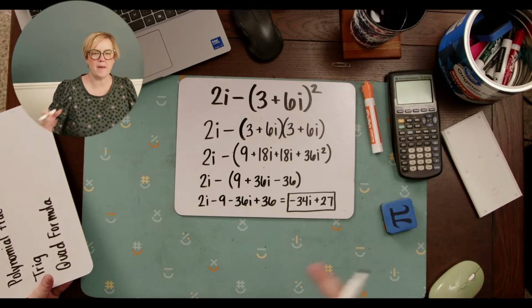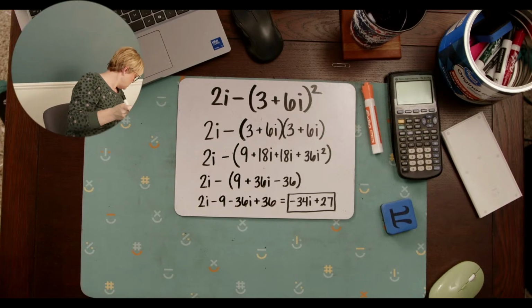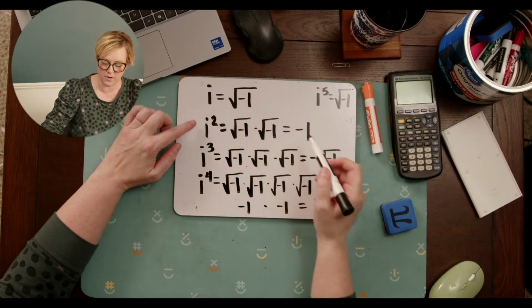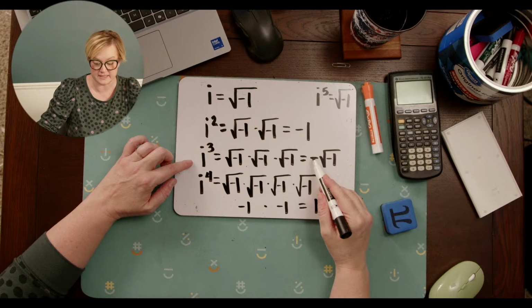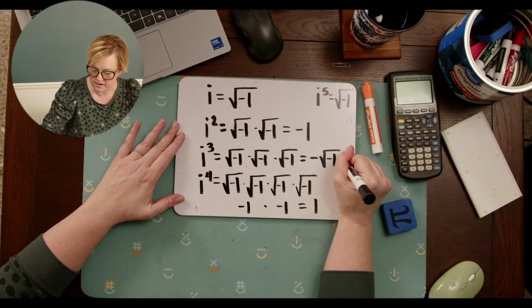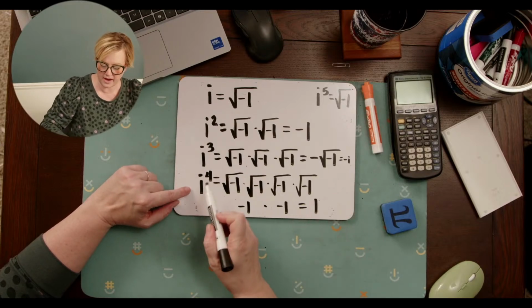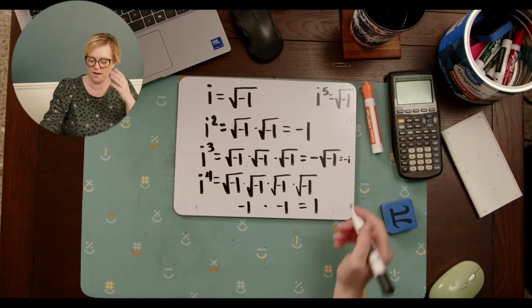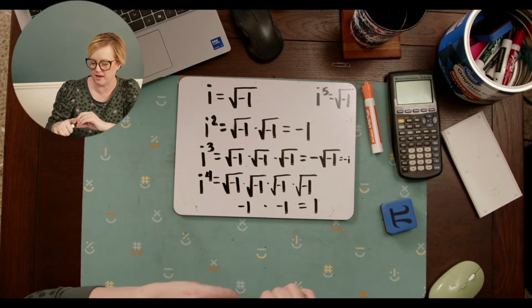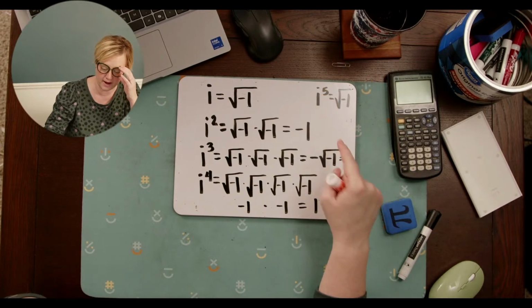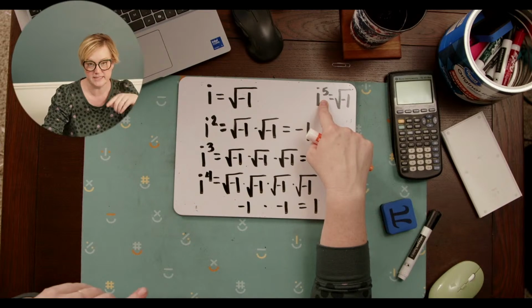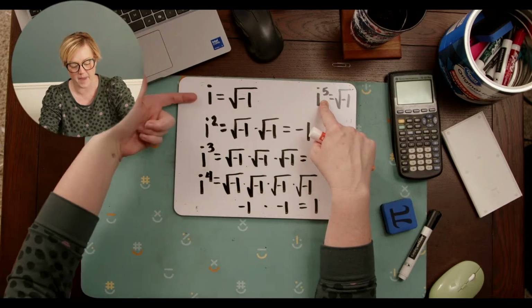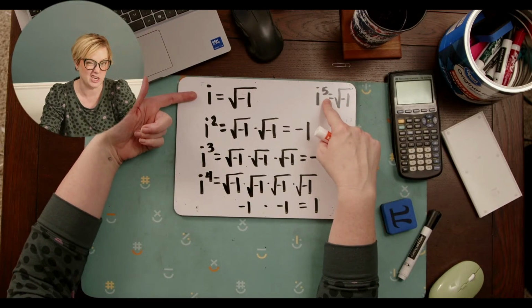Yeah, Sam, it's a pattern. So every 4, with the i, right? i is root -1. i squared is -1. i cubed is negative root -1, or negative i. i to the 4th is just a 1. So if you have something like i to the 5th, 4 goes into 5 one time with 1 remainder. So it's going to go through all this, and then go back to the beginning. So i to the 5th is just i.